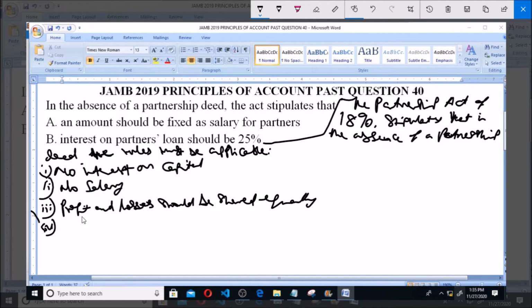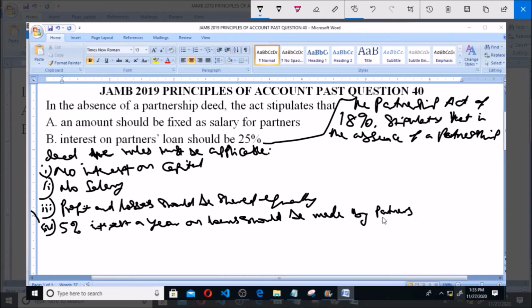4. That 5% interest a year on loans should be made by partners in excess of the agreed capital.